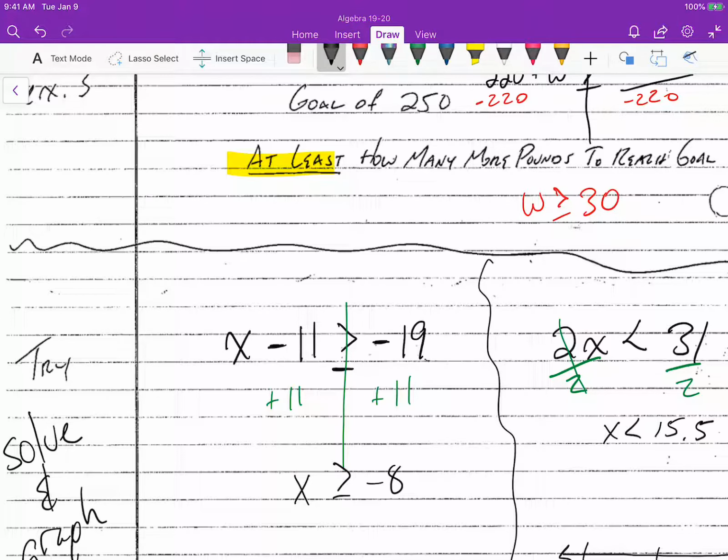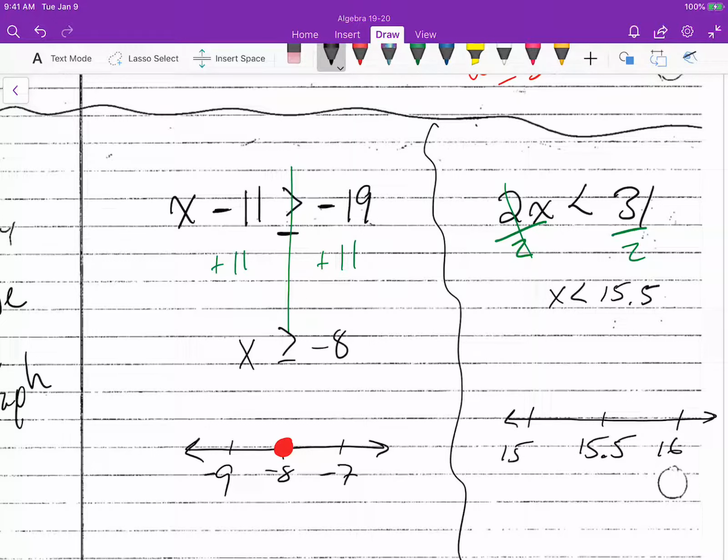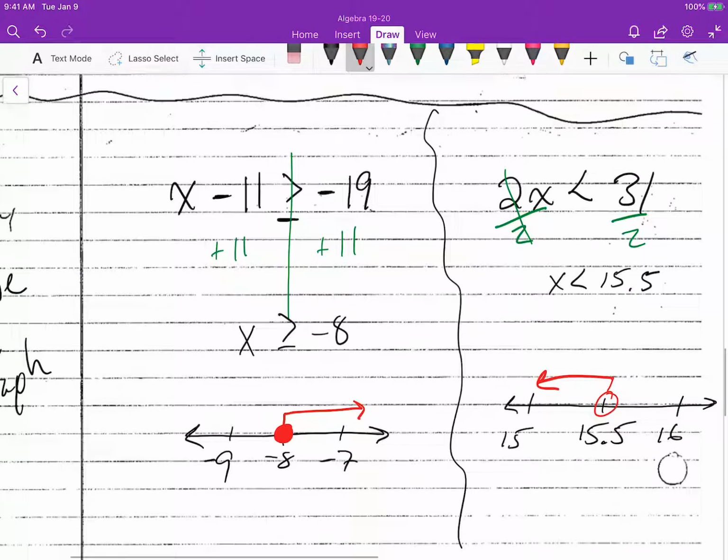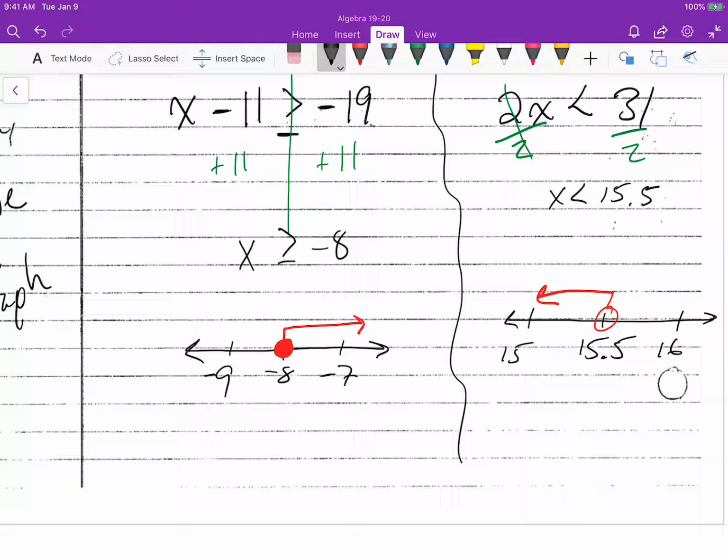All right. And then I got a spot to graph them down here. So x is greater than or equal to negative 8 would be to the right. Yes, negative 7 is bigger. And then x is less than, so not equal to 15.5. So you could do super general like that, or you could get advanced and do something like this, do 15.5.